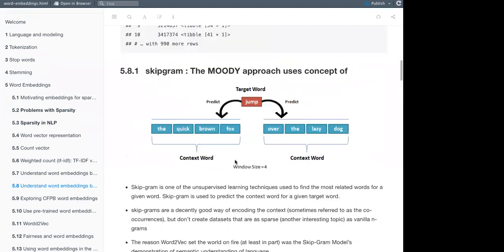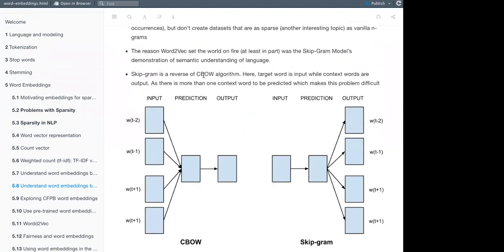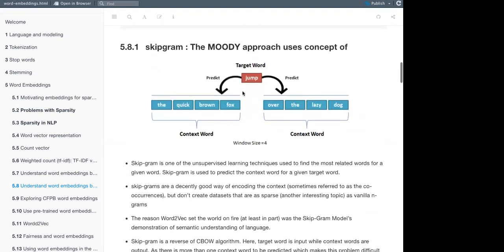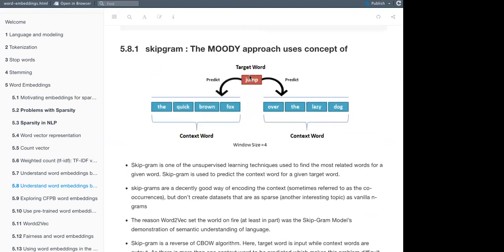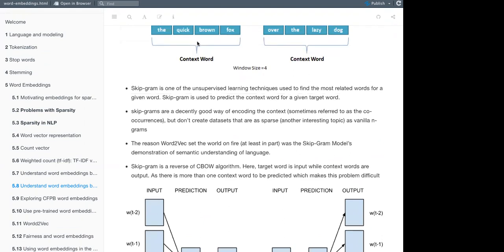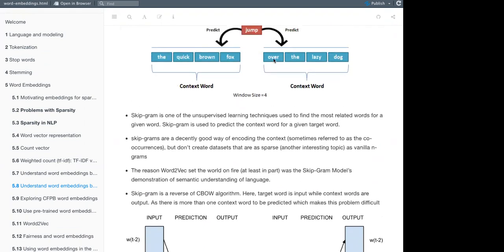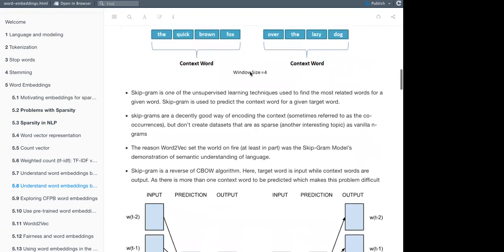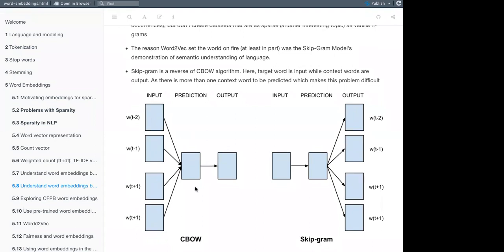So this is skipgram, more or less, but what is CBOW? It's another algorithm, which is the reverse of skipgram. You can see here, Word2Vec uses skipgram: you are given a target word and asked to predict the context of the word. In CBOW, you'll be given the context, the quick brown fox and this over, and asked to predict the word in the middle. That is what is called CBOW. So these are the inputs, and now you'll be asked to make the predictions. So this is CBOW, and this is skipgram.